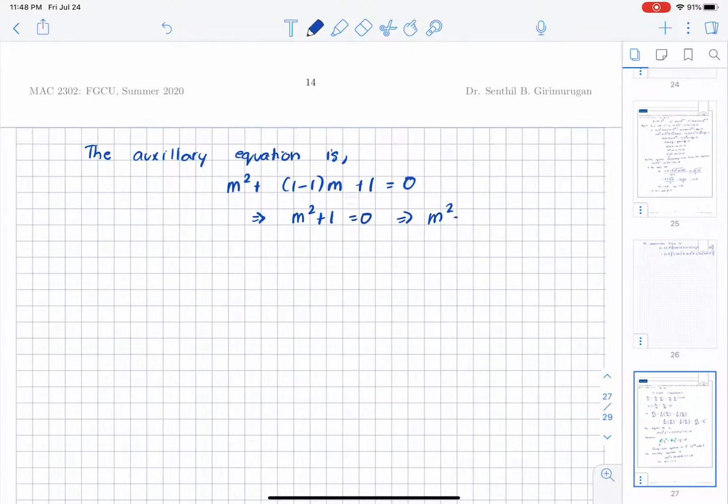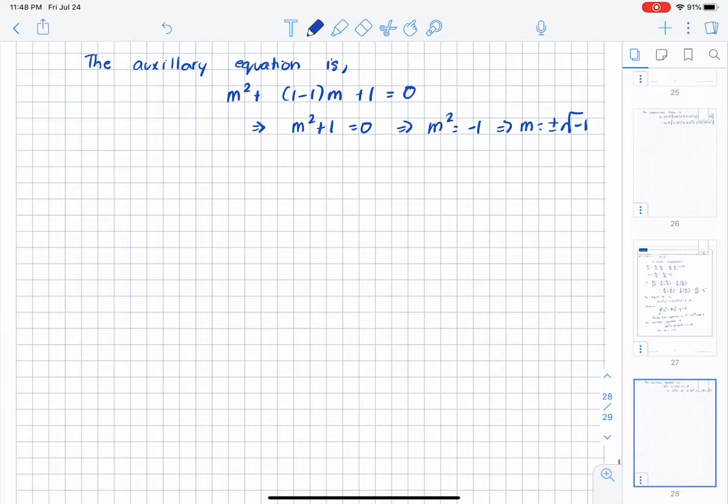M squared would be equal to minus 1. M is plus or minus square root of negative 1. So the roots are conjugate complex: m1 equals i and m2 equals minus i. Which would simply imply alpha is 0 and beta is 1.